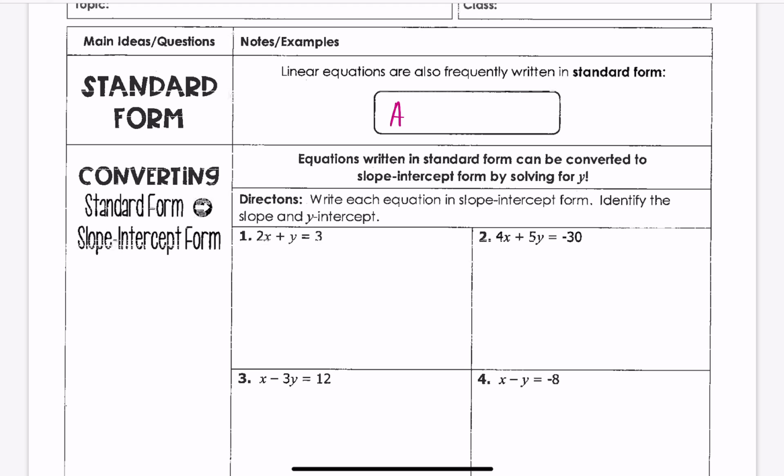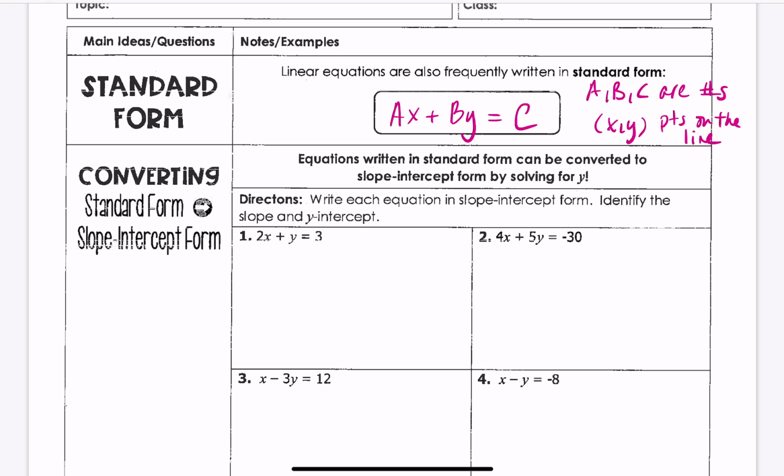And standard form looks like this: ax plus by equals c. A, b, and c are just numbers, and x and y are points on the line. Because remember, this is a linear equation. You would graph it and get a line. So what's special about this?